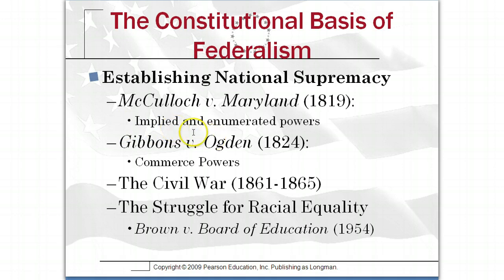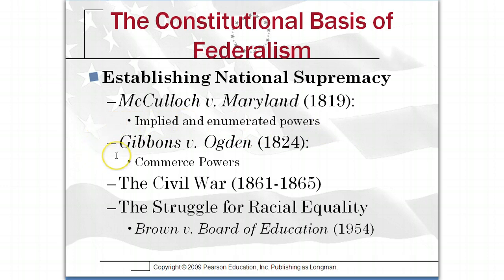So the national government, even if it's not specifically stated in the Constitution, has implied powers through the necessary and proper clause. You should write that down. And that was decided in McCulloch versus Maryland. The necessary and proper clause is also known as the elastic clause. Okay? Another court case was Gibbons versus Ogden.